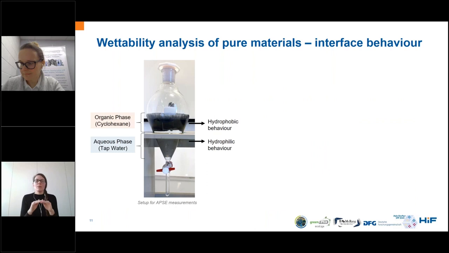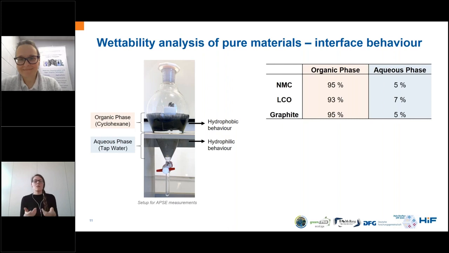So if we now come back to the pure materials, so just the pure NMC, just the pure LCO, pure graphite. Here, as I said, we did this extraction test where we had the two phases. According to their wettability, if they are rather hydrophilic, they would transfer to the aqueous phase. If they are rather hydrophobic, they would transfer to the organic phase, in our case cyclohexane, and the aqueous phase is just tap water. Then according to the contact angle measurements we just saw for the pure materials, we would expect the graphite to go into the organic phase and the metal oxides to go into the hydrophilic phase, because I mean contact angles of 14 degrees, those are really, really small. So they really show, they should show hydrophilic behavior, let's say it this way.